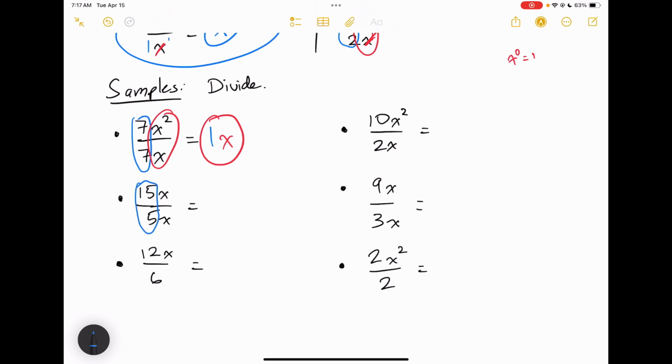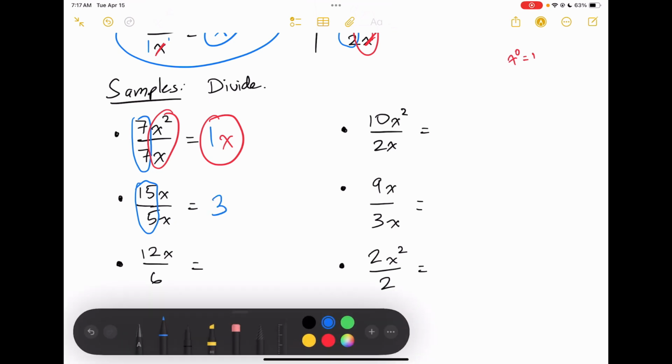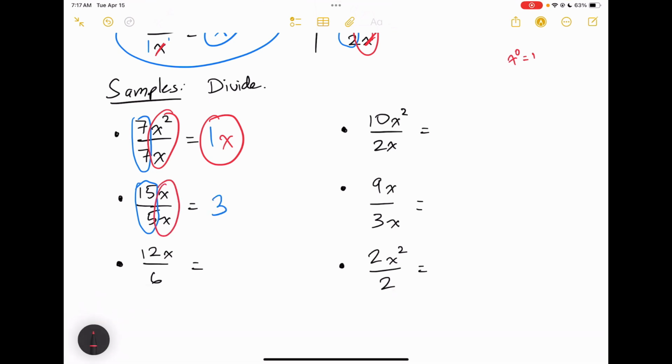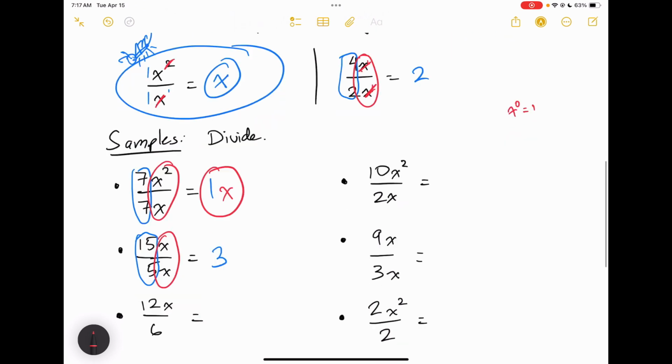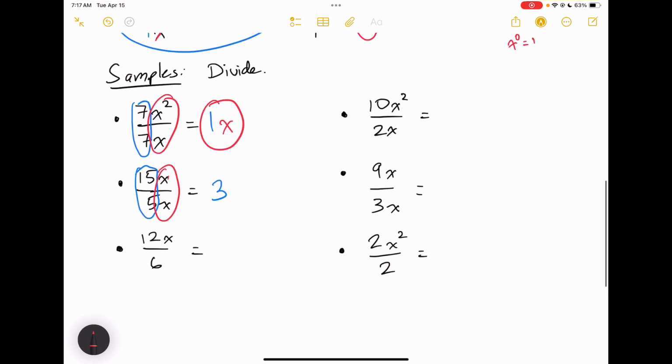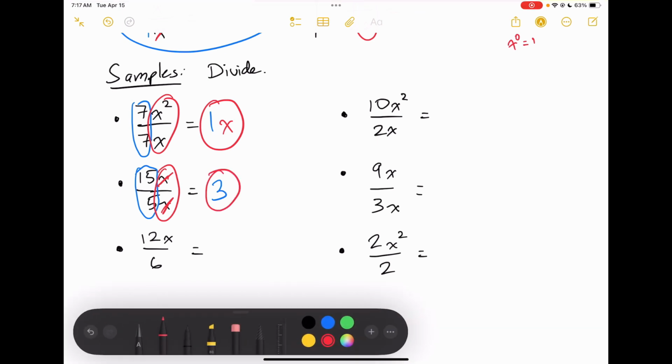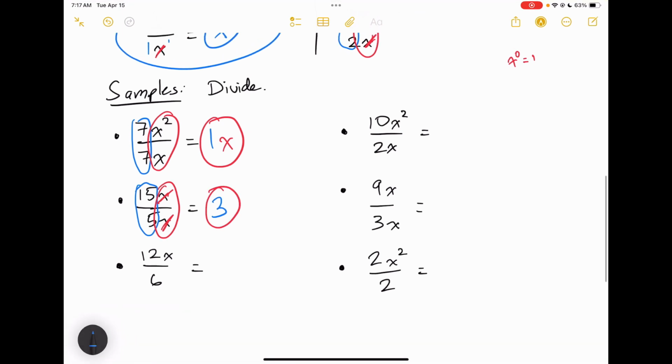Now, next one, 15x divided by 5x. 15 divided by 5 is easy. That's just 3. And then x divided by x, we have another fact for that up here. If we had x over x, it just cancels itself out. Boom, boom. Our answer to the division, our quotient, is just 3.